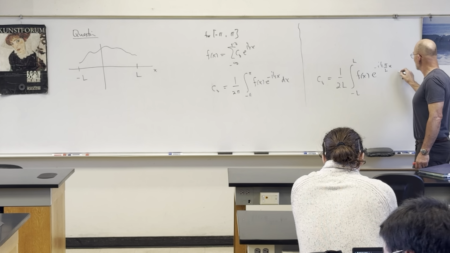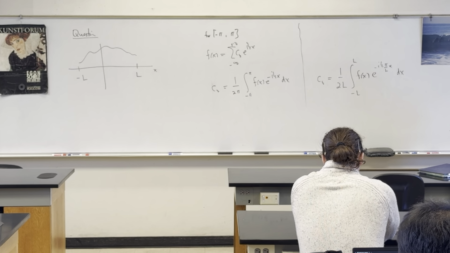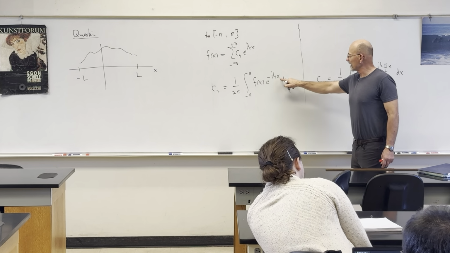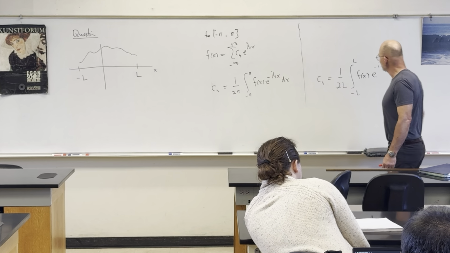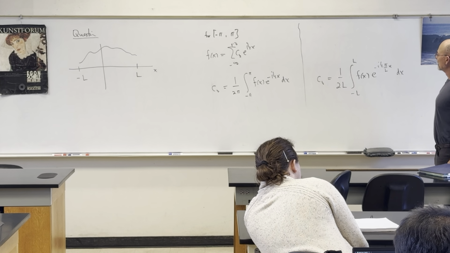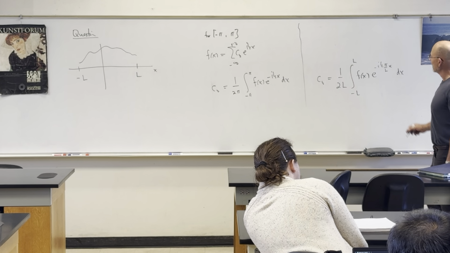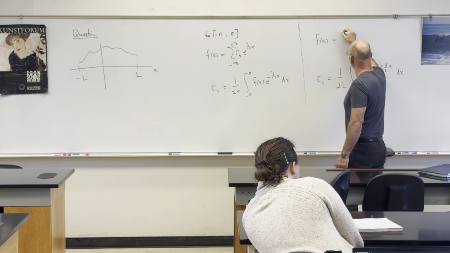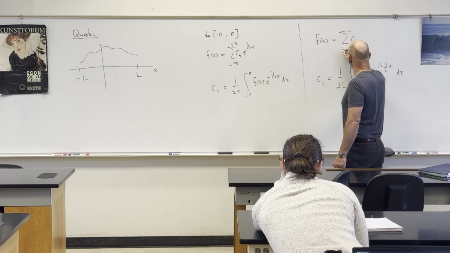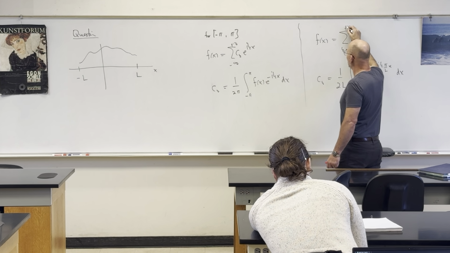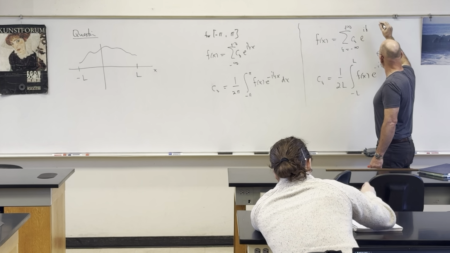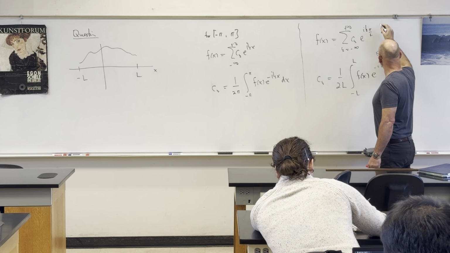Let's do it. X is equal to L minus i k pi, right? X is equal to pi minus i k pi. So that should do the trick. And then we would have f of x equals the sum of c sub k, and make use of that same periodicity, e to the i k pi over L times x.